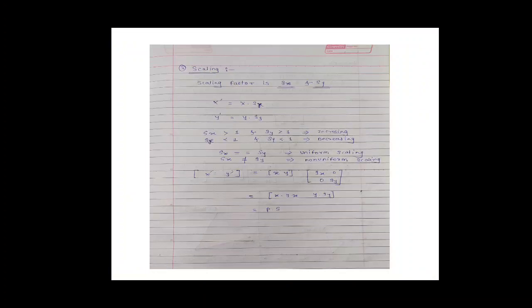So sx equal to sy means this is uniform scaling, and if sx is not equal to sy, this is non-uniform scaling. This is also presented in matrix format: x dash and y dash equal to x, y times the matrix sx, 0, 0, sy. That is, P dash equals P into S.